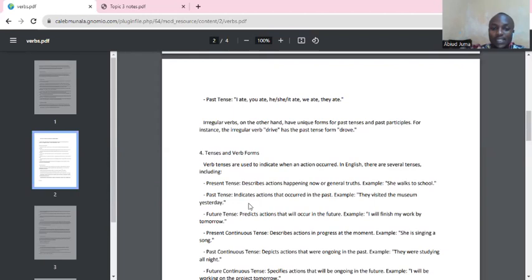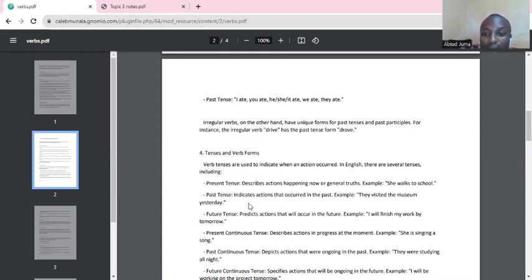For instance, the irregular verb drive has the past tense form of drove. Tenses and verb forms are our next aspect. Verb tenses are used to indicate when an action occurred.